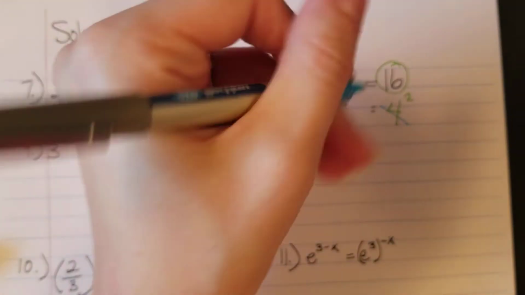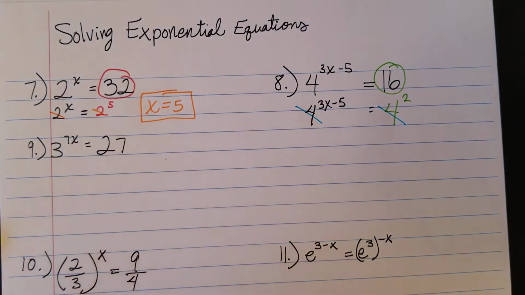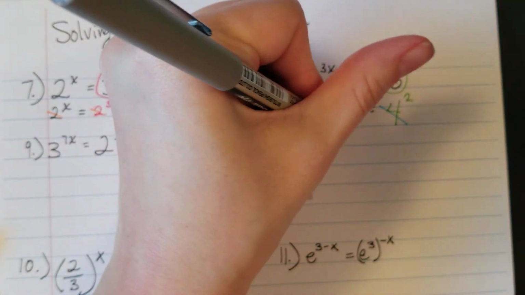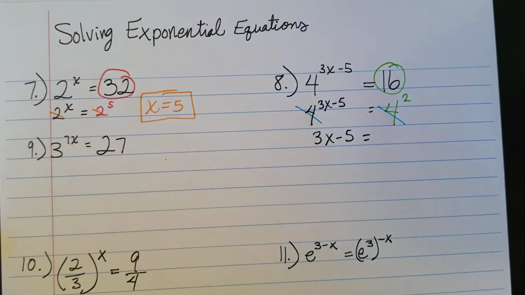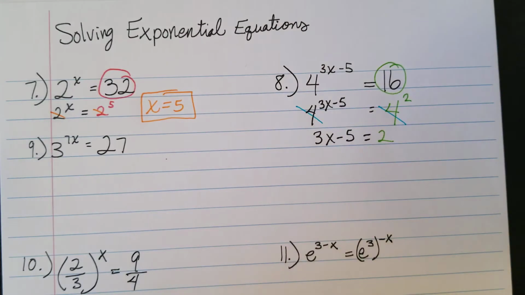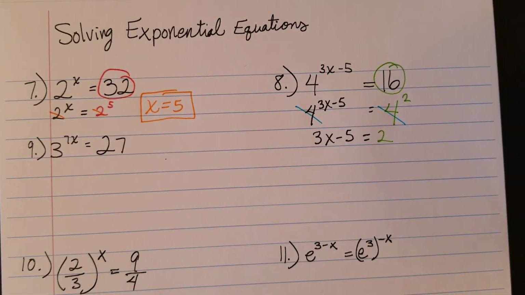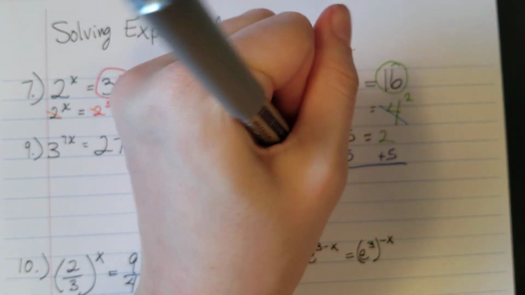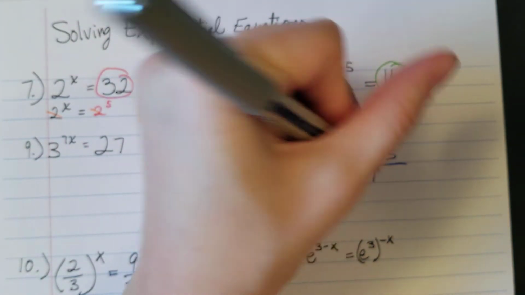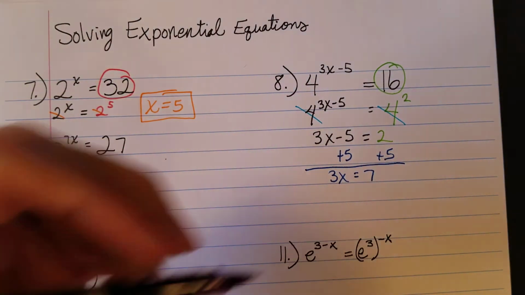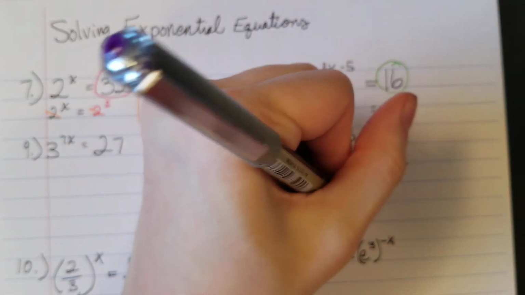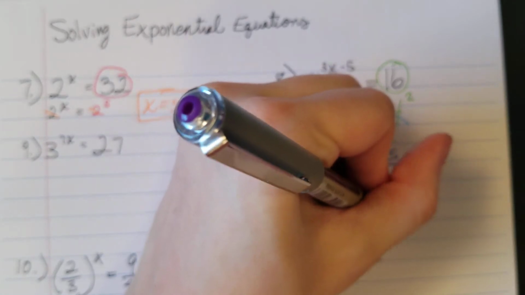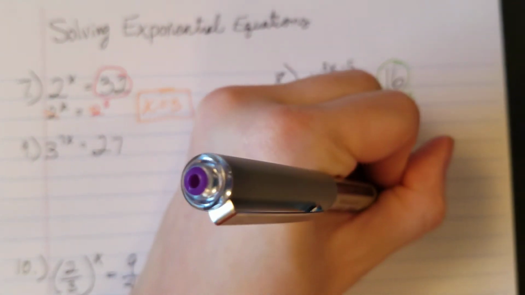So then that would just leave me with 3x minus 5 equals 2. And then I can just add 5 to both sides, which would give me 3x equals 7, and then divide both sides by 3, so x is equal to 7/3.